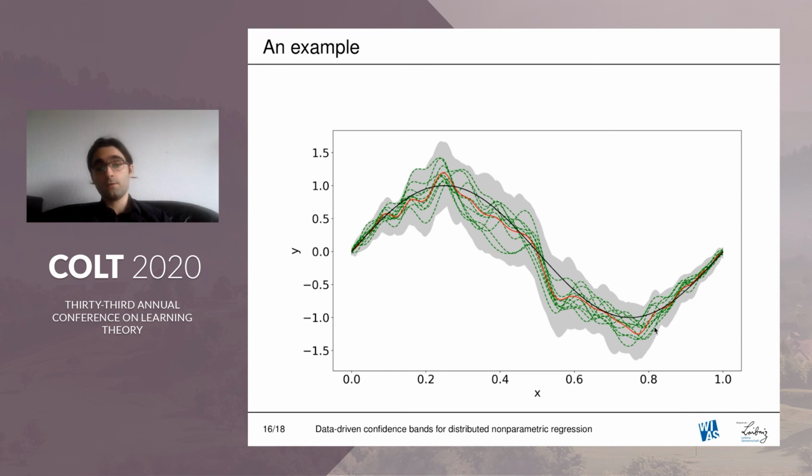Here we have the black line for the true function f star, red line for f bar, and the green dotted lines denote the Bootstrap counterparts of the divide and conquer estimator. Naturally, as expected, we have more uncertainty closer to the middle of the interval, and we're more certain about the predicted values closer to the ends of the interval.